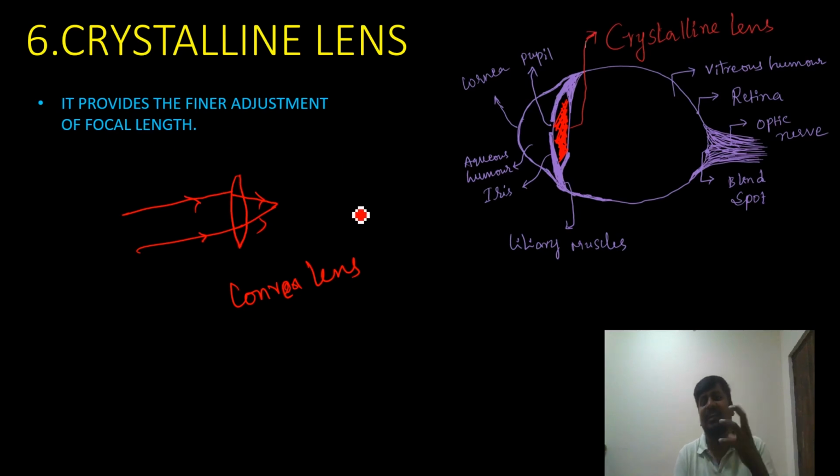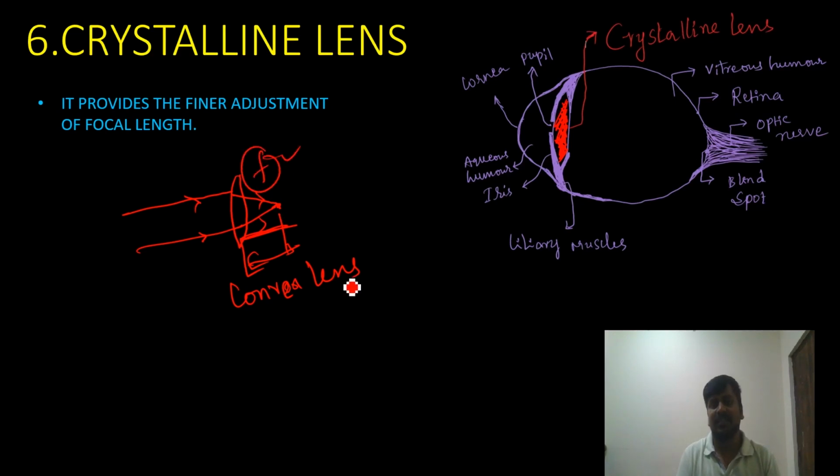It provides a finer adjustment of the focal length. So according to the objects, when you are viewing through that, it gives the finer adjustment of the focal length. The distance between the optic center and where the image is forming, that is nothing but the focal length. If the light rays are coming from a far distance object, then we are able to see. Or the distance between optic center to focus, we can consider as the focal length. Okay, that's about the focal length.